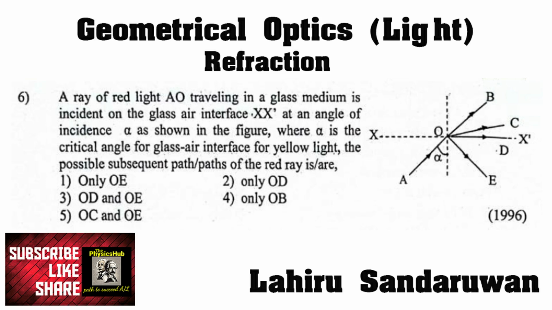A ray of red light AO traveling in glass medium is incident on the glass-air interface XX' at an angle of incidence alpha, as shown in the figure, where alpha is the critical angle of the glass-air interface for yellow light. The possible subsequent path or paths of the red ray is or are?